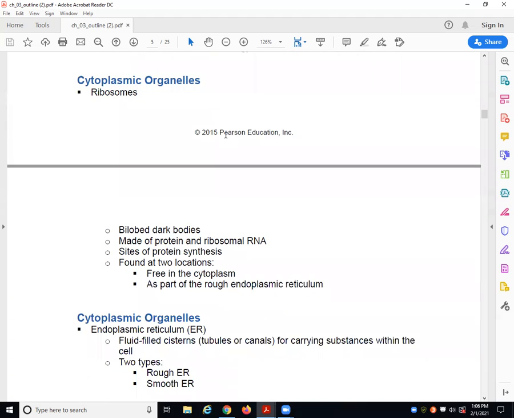And we have ribosomes. Ribosomes have two lobes. There are two subunits. They're made up of protein and ribosomal RNA. So they've got protein and nucleic acid.